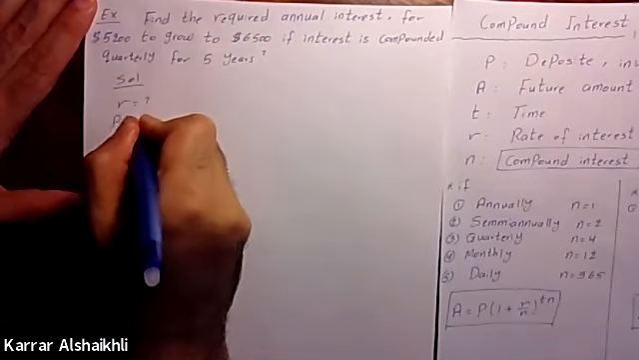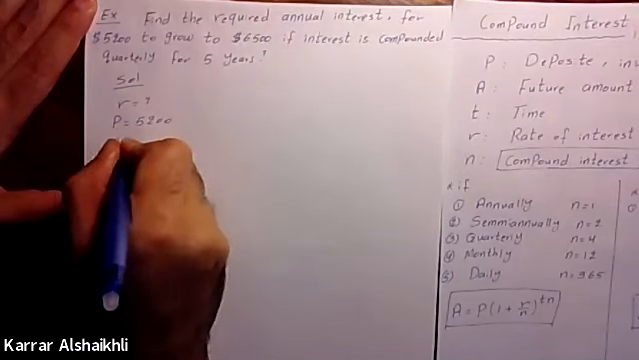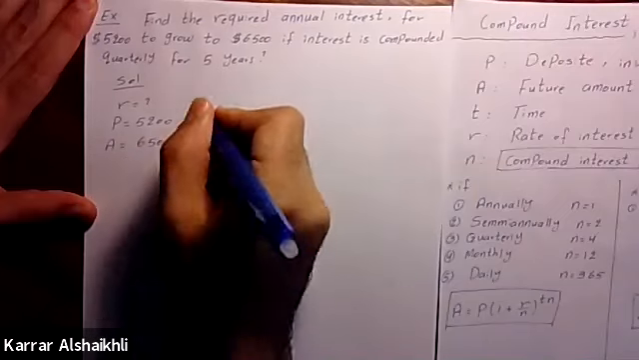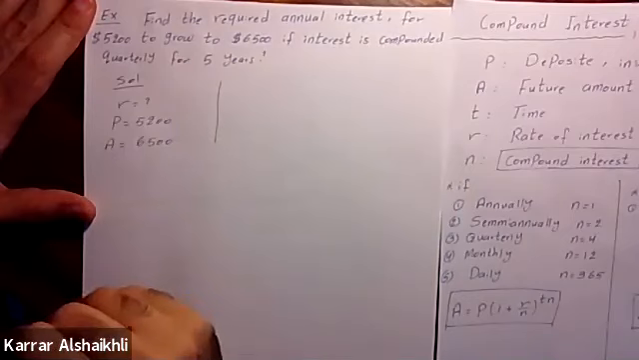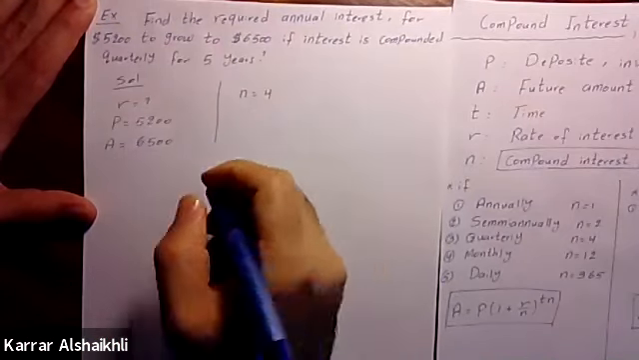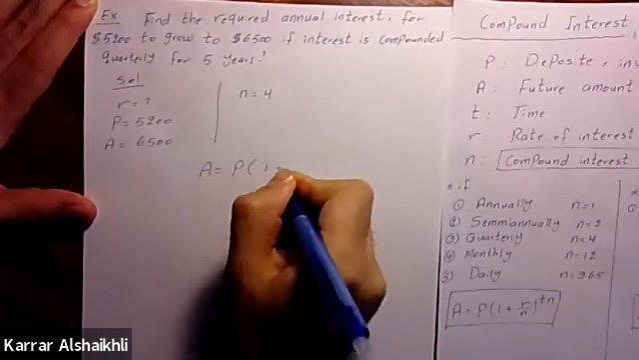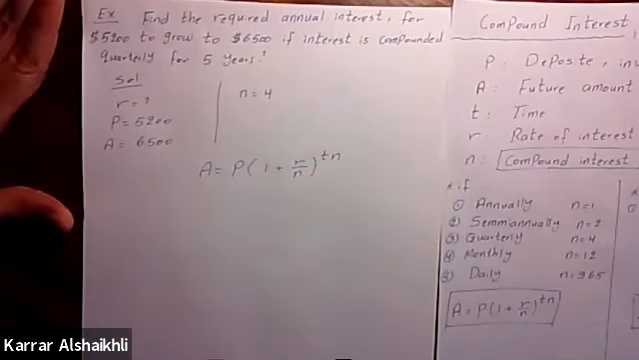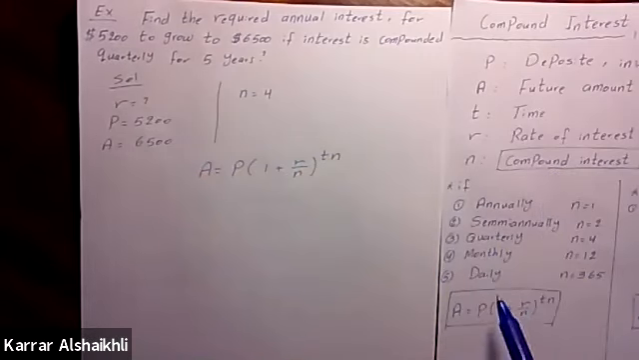That means P equals 5,200 and the future amount equals 6,500. If the interest is compounded quarterly, that means N equals 4, and I'm going to use the formula P(1 + r/n)^(nt). Because it's compounded quarterly, I'm going to use this formula.